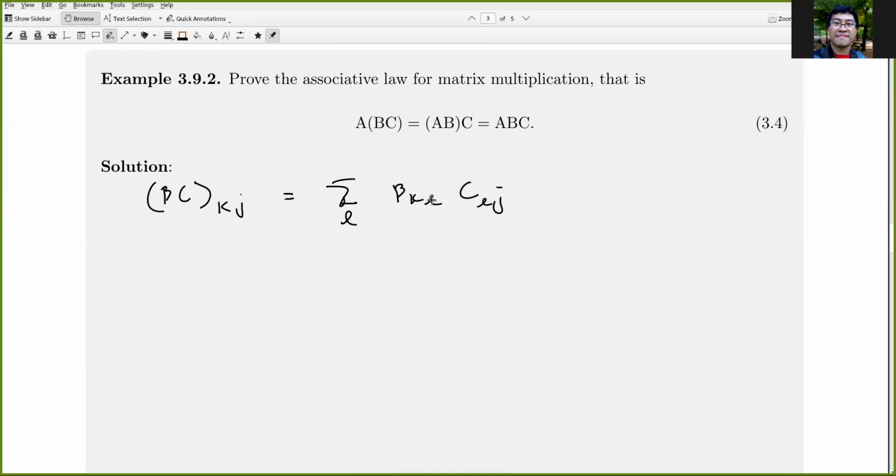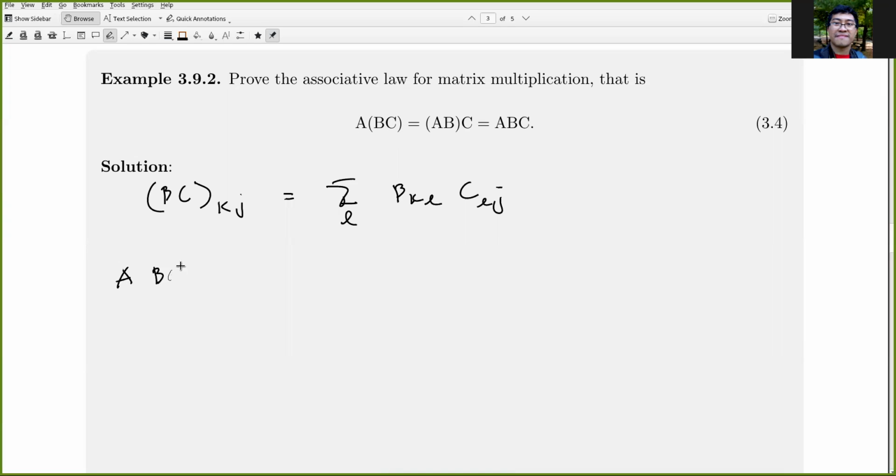Take note of the position of L. It is placed right between K and J, so it's always inside. It's to the right for the left side matrix and to the left for the right side matrix. Now, let's determine the ijth component of this matrix.